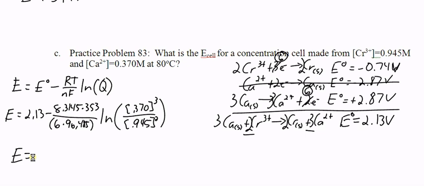And so it looks like my cell potential is going to be a value of 2.13 minus the quantity 8.3145 times 353 divided by, making sure I've got parentheses now, 6 times 96,485, close those parentheses, times the natural log of the quantity, and in this case I'll add additional parentheses just for good measure, 0.370 to the third, close that quantity, divided by quantity 0.945 to the second. Close that one up, make sure everything's grouped together.